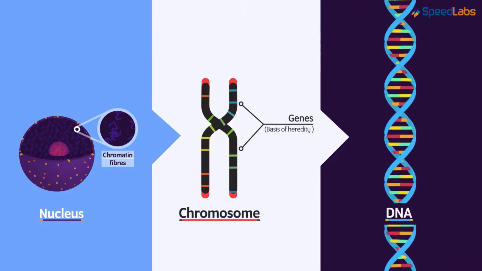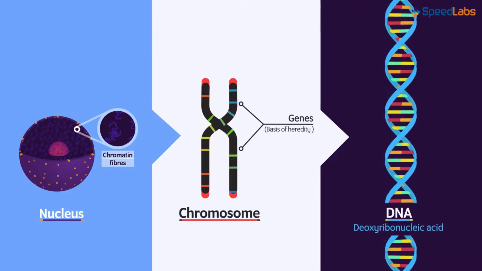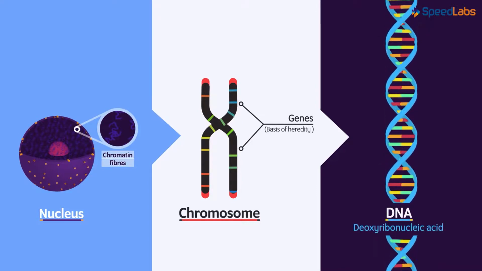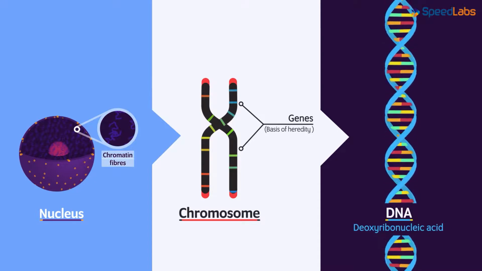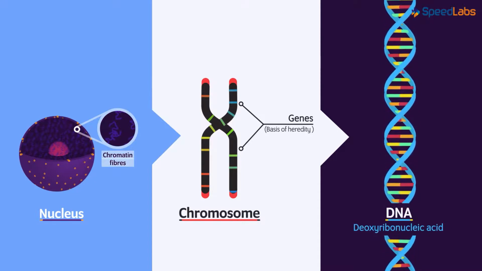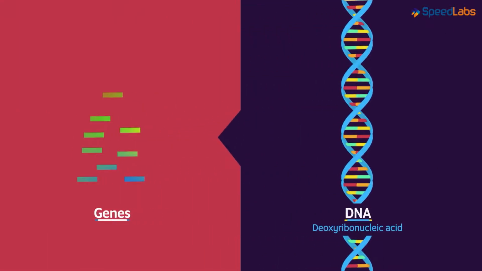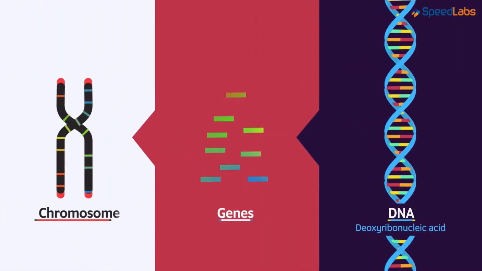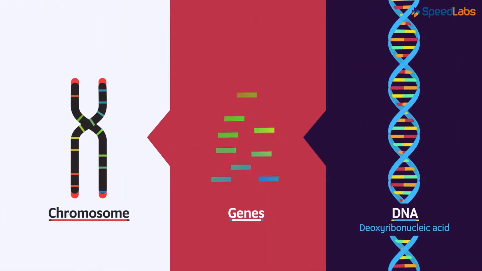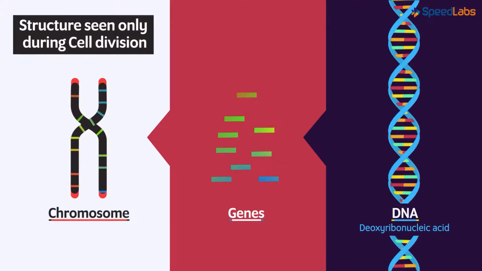You heard me right. Deoxyribonucleic acid, abbreviated as DNA, forms the genes. So now if we go in the reverse manner, then we have DNA molecules forming functional segments called genes. Many such genes come together to form the chromosomes. However, the compact chromosomal structure exists only when the cell is about to divide.